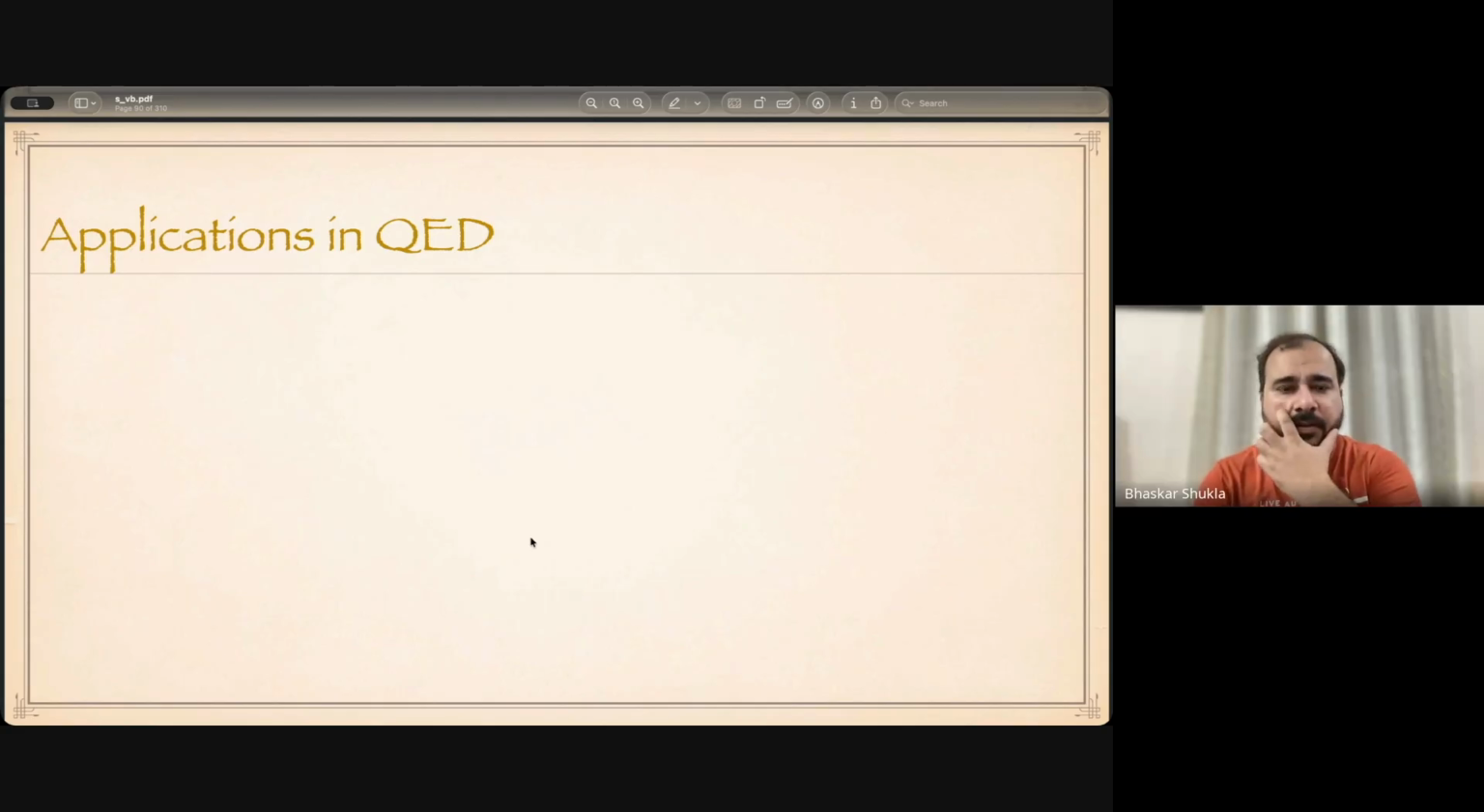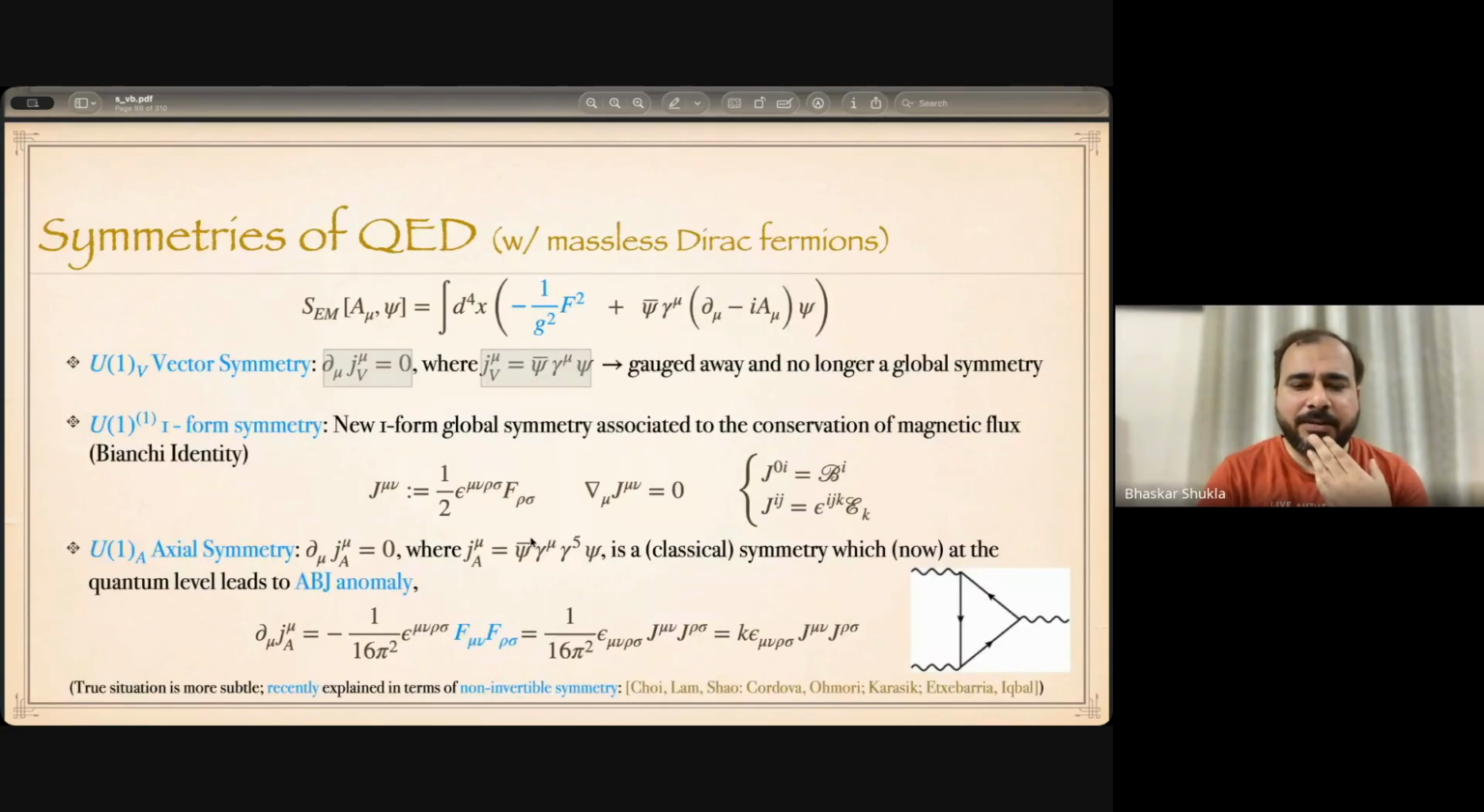Yeah, just a query. When you talked about the anomaly, what's the physical interpretation of this? Classically there is a symmetry, but in quantum, when you quantize, it's not. So what does it physically manifest into?